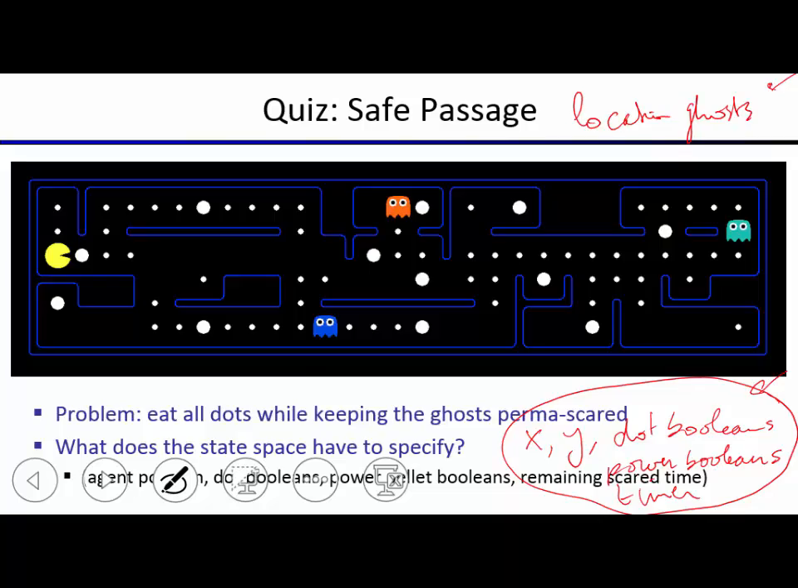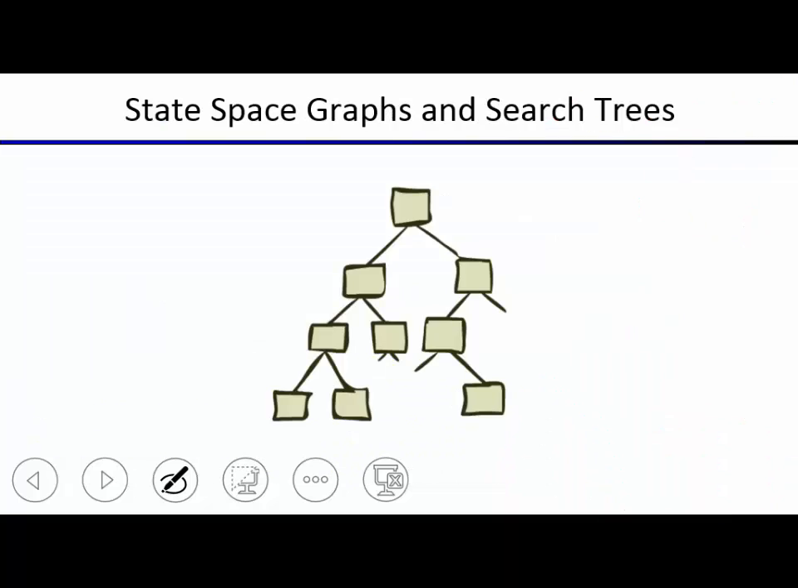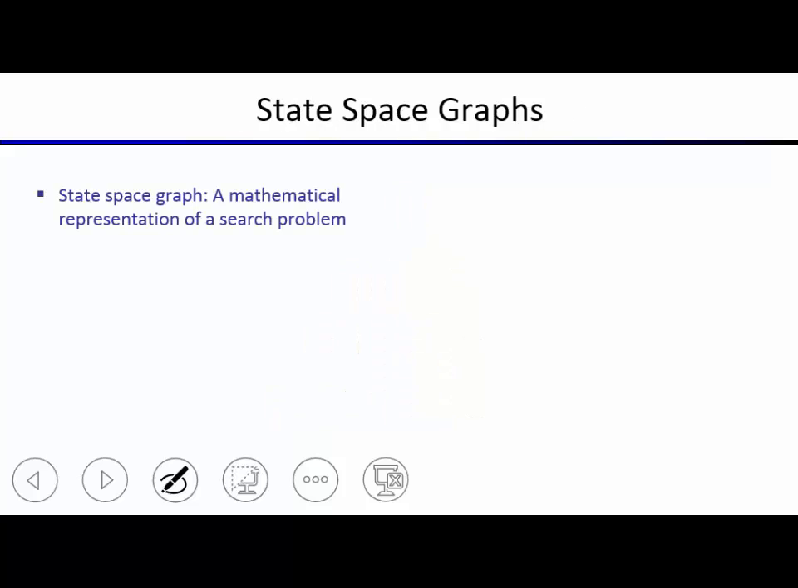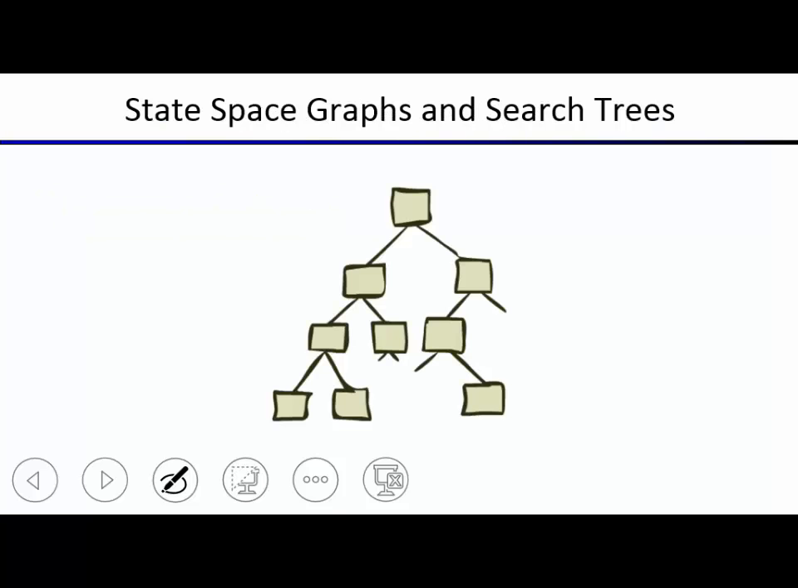All right. So we've talked a lot about search problems. Now start thinking about how we'll solve them. So the first important distinction is the one between state space graph and search trees. And this terminology will be important, and we'll spend a little bit of time on it right now.